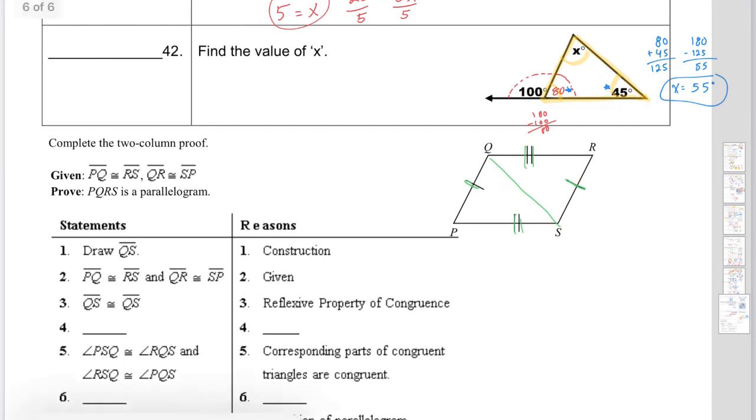The next thing they're telling you is that segment QS is congruent to segment QS. So what that does for me is it creates two separate triangles that both share side QS. Now that's important because if you notice, the two triangles also have two other sides that are congruent and corresponding, which allows me to show that these two triangles are congruent. And now we will have to write the two triangles that are congruent.